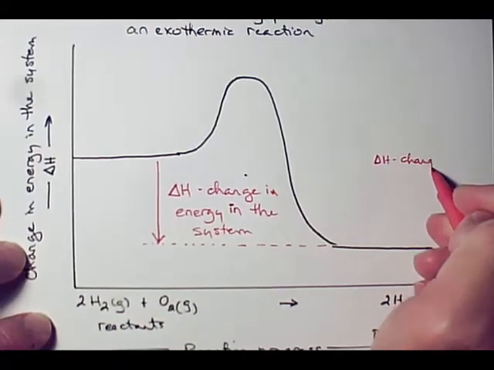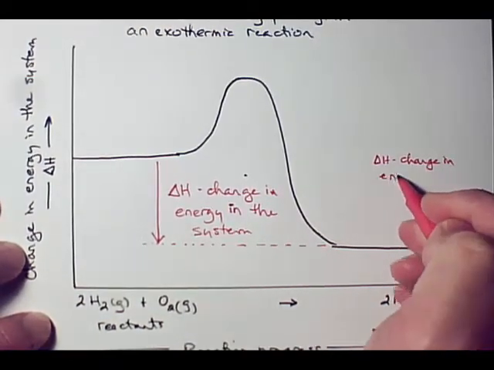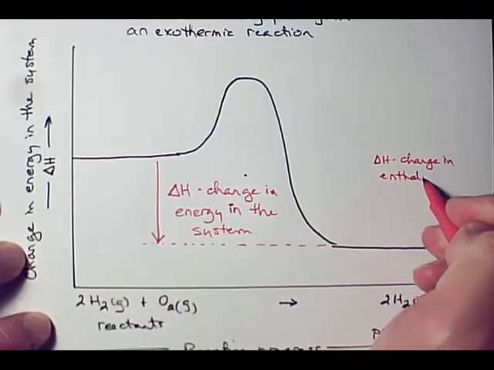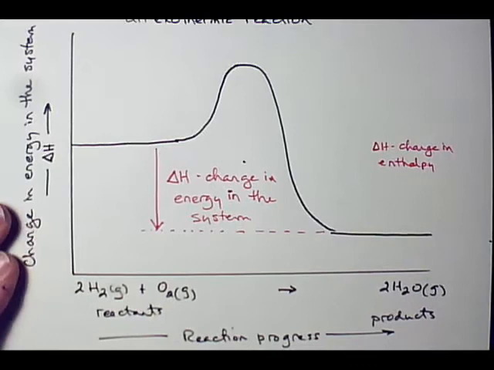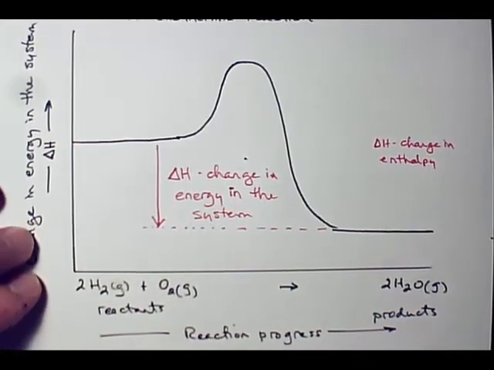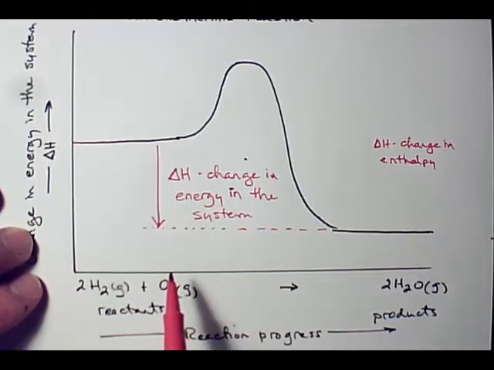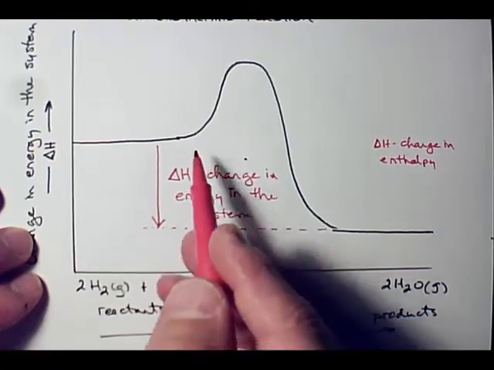Delta H is change in enthalpy. Enthalpy for high school can be thought of as energy stored in the system. Okay. So that's the overall change.